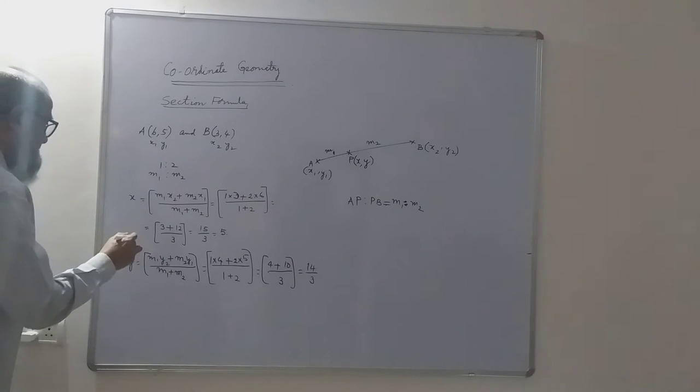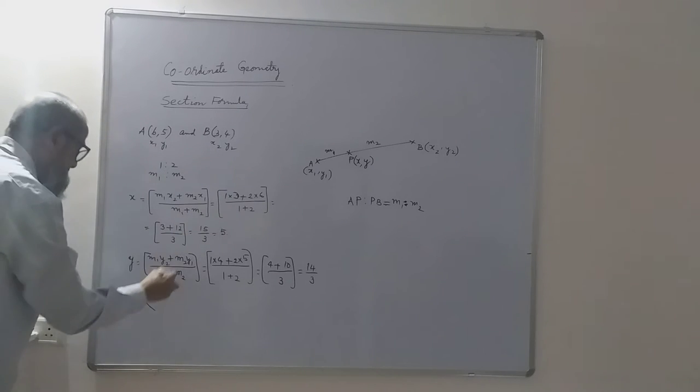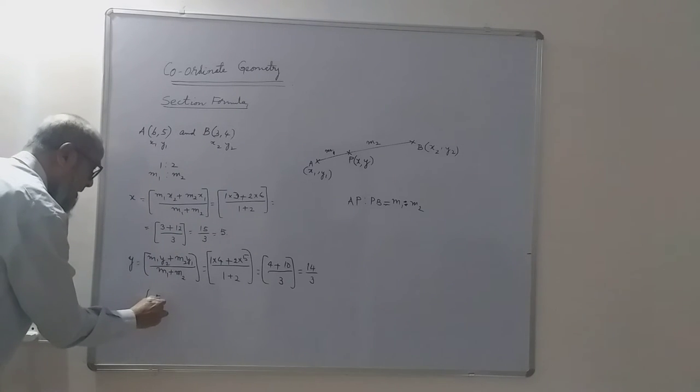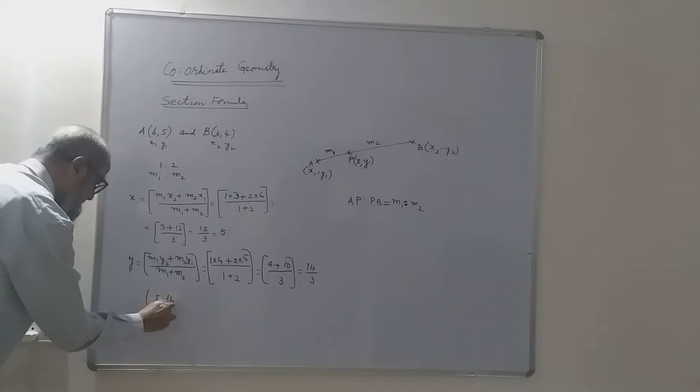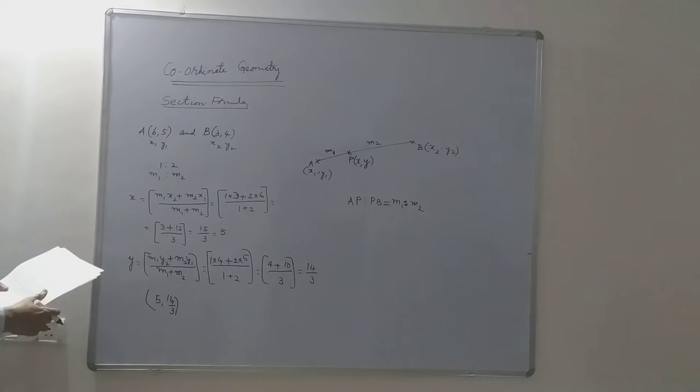So the answer is (5, 14/3). This is the point which divides the given line in the ratio 1:2. Like that.